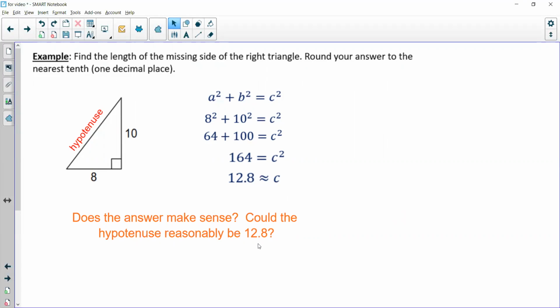Does the answer make sense? Could the length of the hypotenuse be 12.8? Well, yes, because if this side is 10 and the hypotenuse appears to be a little bit longer, it is reasonable that it's 12.8. What would be unreasonable is if you got an answer of, say, 86. That wouldn't make sense because it's much too long.